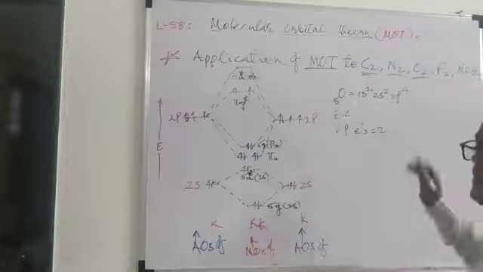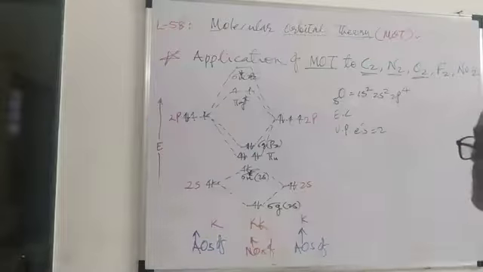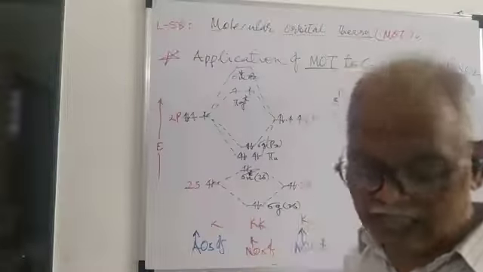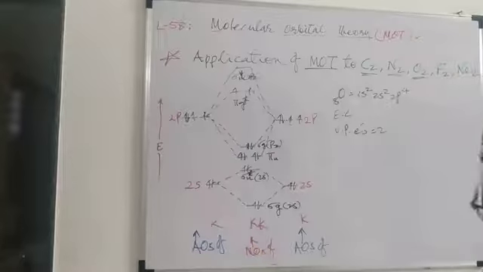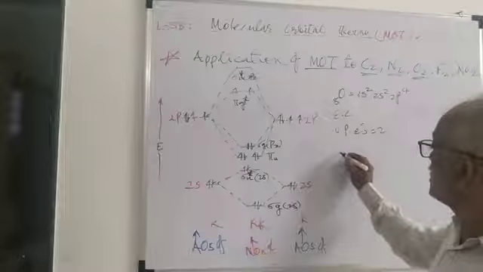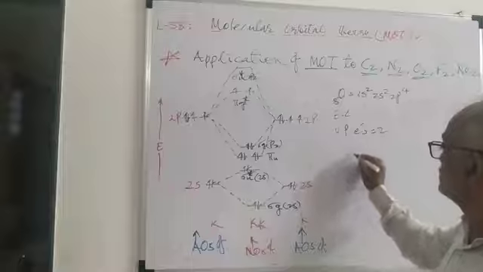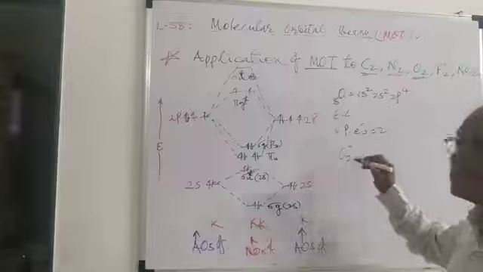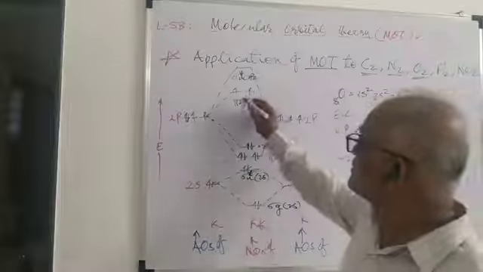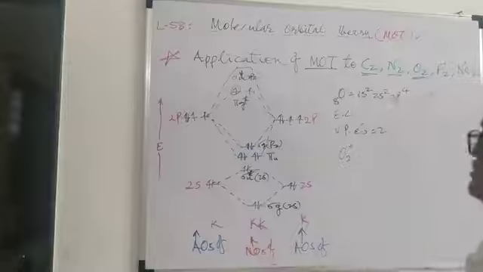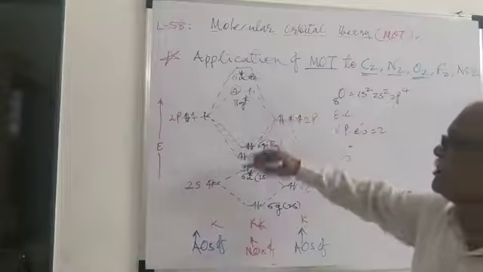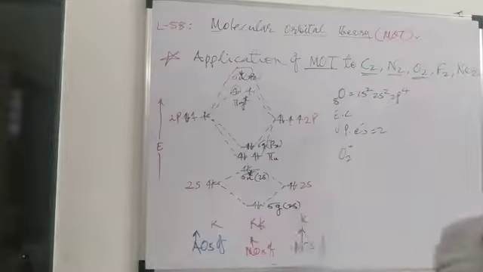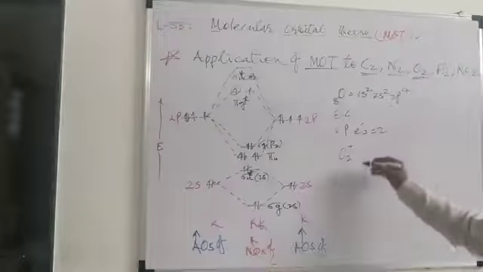With the help of this MOT, it also explains what is not explained by the other theories, for molecules like O2 minus, or we will take first O2 plus. This O2 plus is obtained by removing one electron. So we can write according to the same electronic configuration, but here pi g star will contain only one electron. And this is observed by decreasing the bond order.